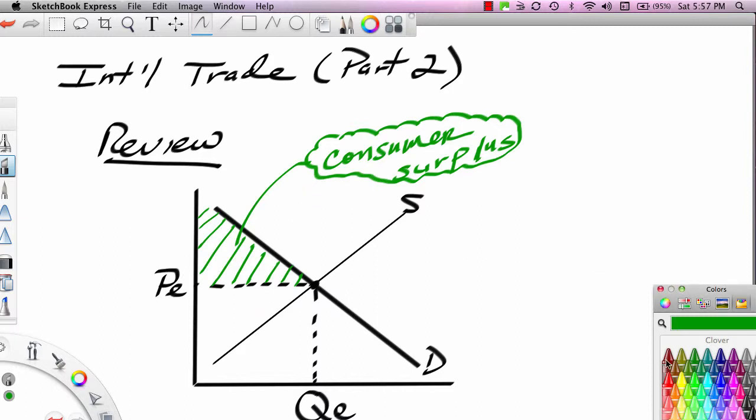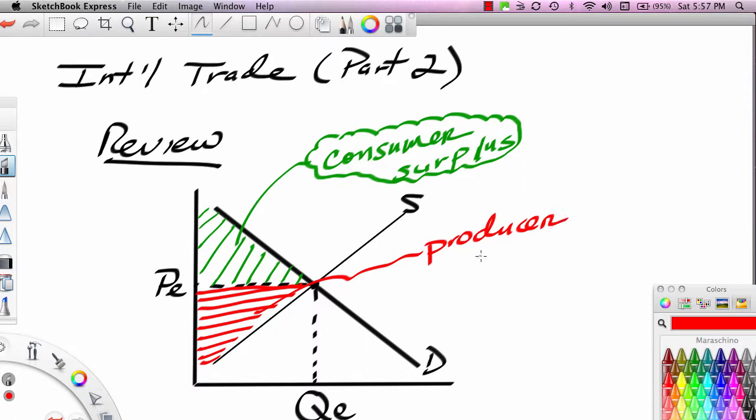Now, if you shade in the area below the price line, let me just go this way, and above the supply curve, you're actually shading in an area called producer surplus. So let me go ahead and get that shaded in, and then I'll make a note over here. This is called producer surplus. Producer surplus is value the producer receives above what is required to produce the product.